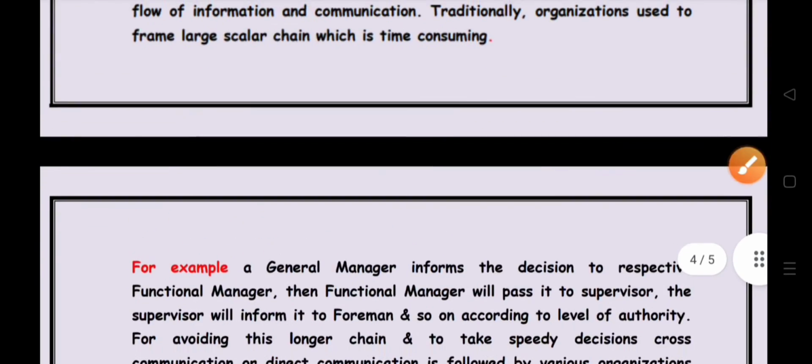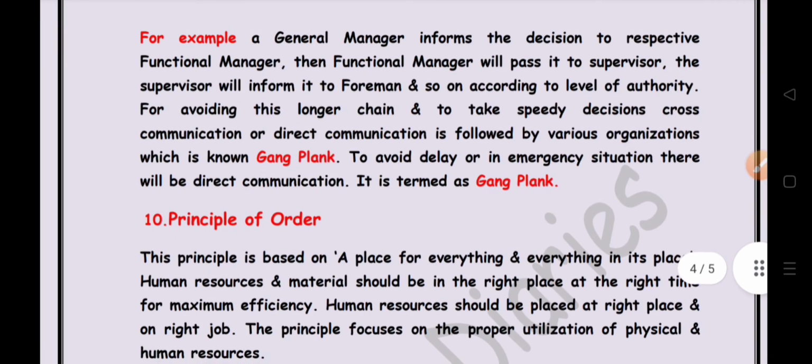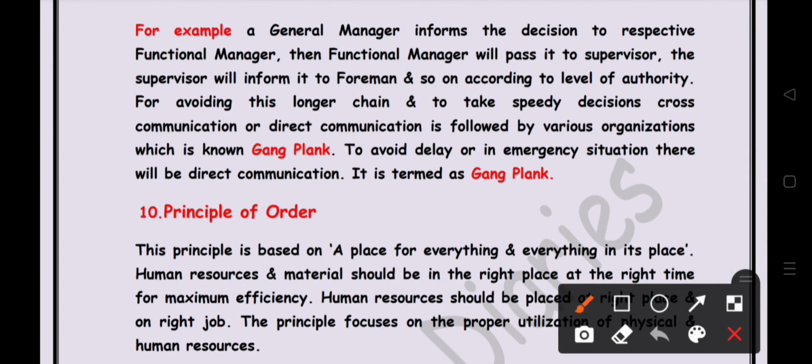Now let us understand the scalar chain with an example. For example, a general manager informs a decision to the functional manager. The functional manager will pass it to the supervisor, and the supervisor will inform the foreman, and so on according to the level of authority. As I discussed in the previous example, if the general manager is the higher authority, then he will send his decision to the functional manager, then the functional manager passes it to the supervisor, then the supervisor passes it to the foreman. So a long chain or hierarchy gets created here.